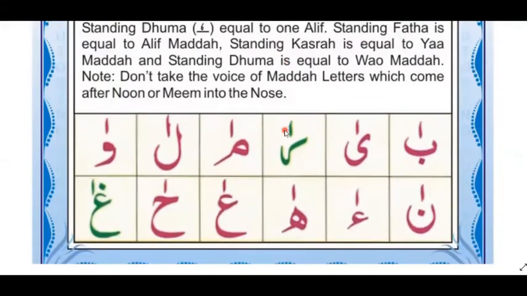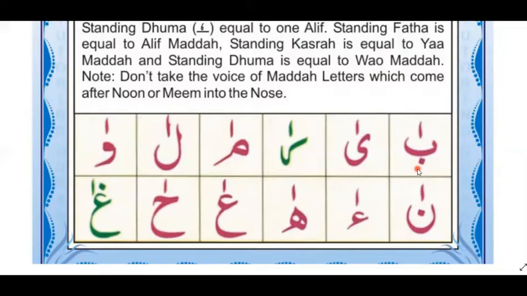So let's start our lesson of the standing fatha, the standing kasra, and the standing dhamma. Let's see how we can pronounce this. Here we have a letter ba in the first box, and there is a slash going upwards, a single small line going upwards on the top of ba. That is what we call the standing fatha. And the same line, when it is under the letter, we will call the standing kasra.